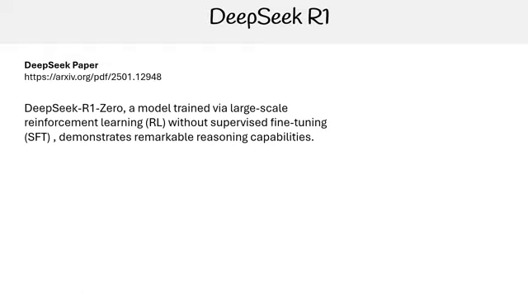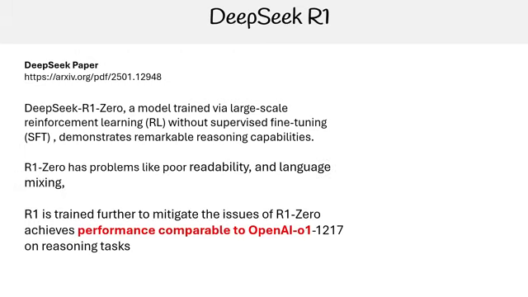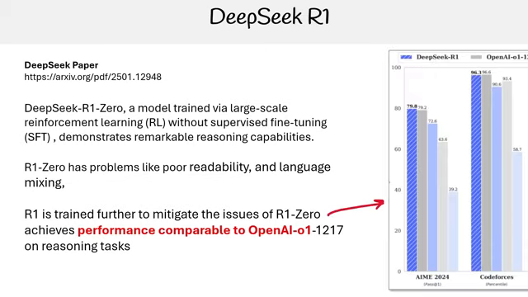So there is a paper where you can read all about how DeepSeek works, but DeepSeek R10 is a model trained via large-scale reinforcement learning without supervised fine-tuning, and it demonstrates remarkable reasoning capabilities. R10 has problems like poor readability and language mixing, so R1 was trained further to mitigate those issues, and it can achieve performance comparable to OpenAI O1, and they have a bunch of benchmarks across the board. And they're basically showing the one in blue is DeepSeek, and then you can see OpenAI is there. And most of the time, they're suggesting that DeepSeek is performing better.